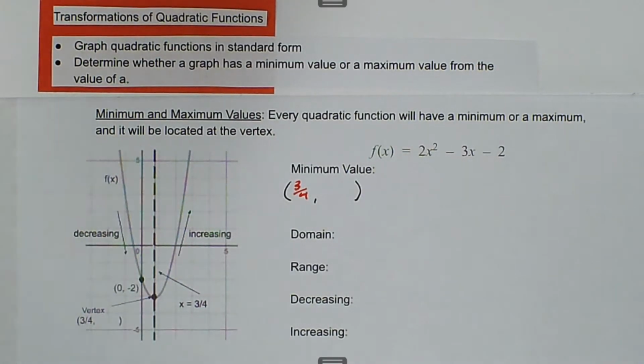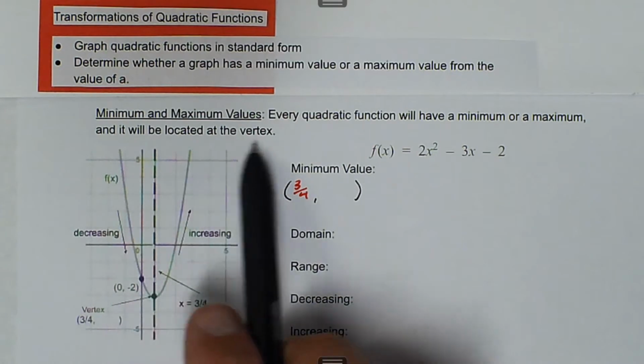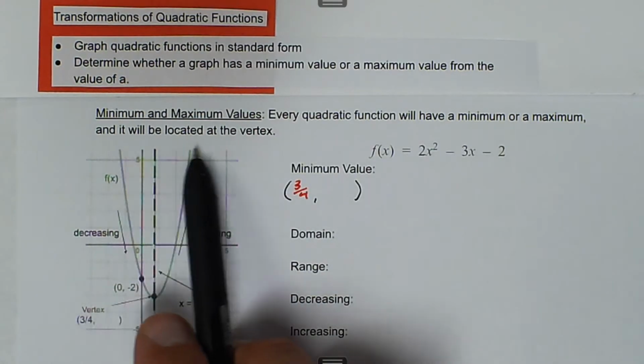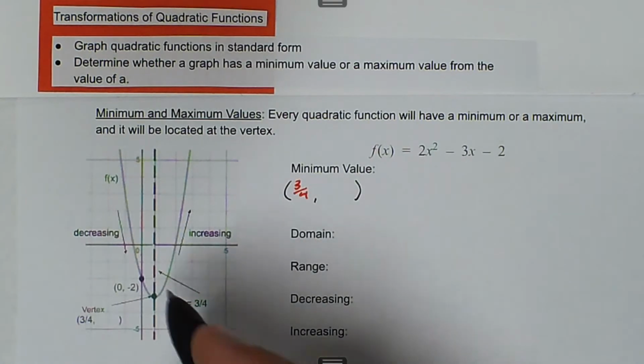We were talking about transformation of quadratic functions, and you want to graph quadratic functions in standard form and determine whether a graph has a minimum value or maximum value for the value of A. So minimum and maximum values, every quadratic function will have a minimum or maximum, and it will be located at the vertex.